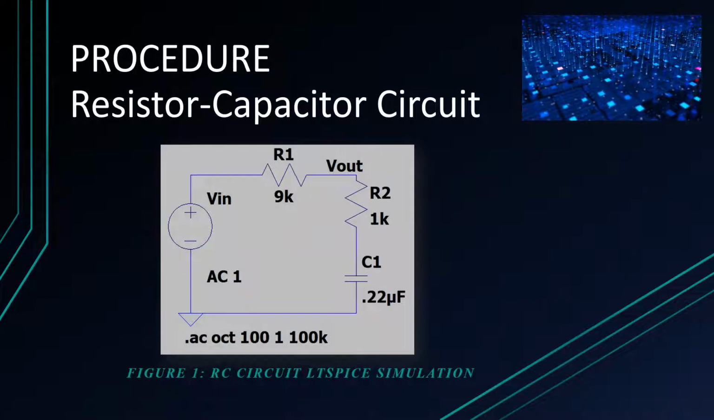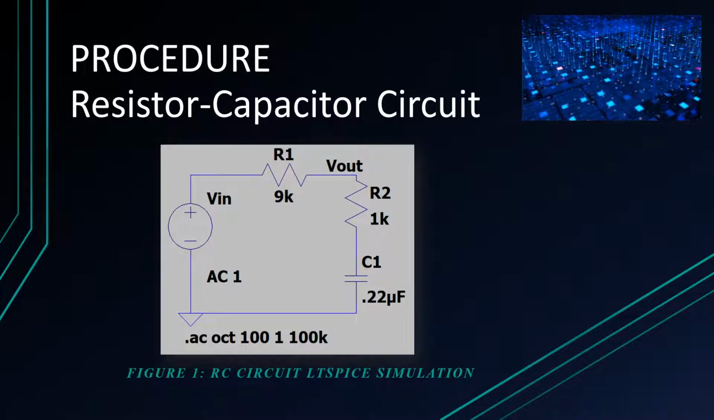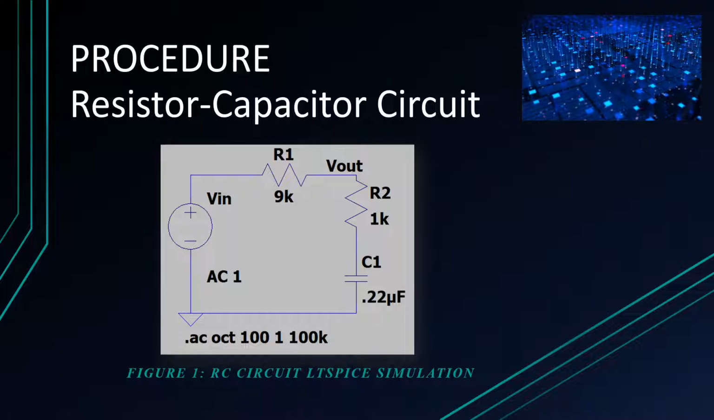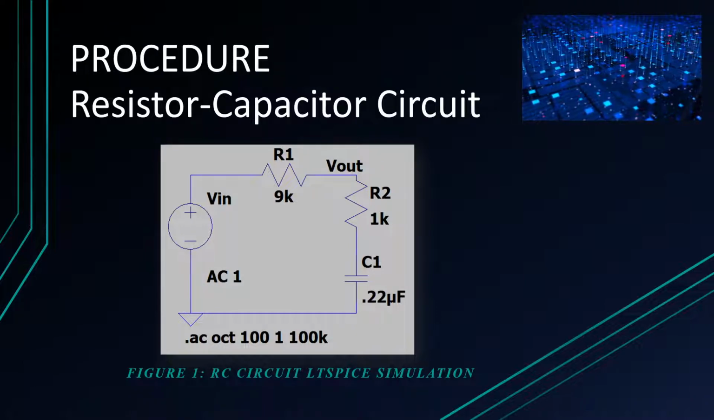In here we have the circuit simulation that I did on LTSpice, and as we can see, we have two resistors in series with a capacitor, which creates a circuit that's measured from 1 hertz to 100,000 hertz, and it's being powered with an AC signal of 1 volt.